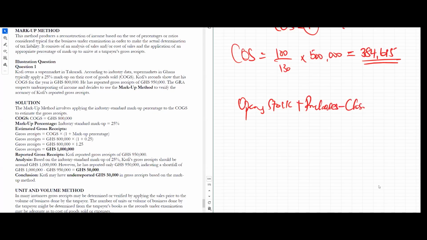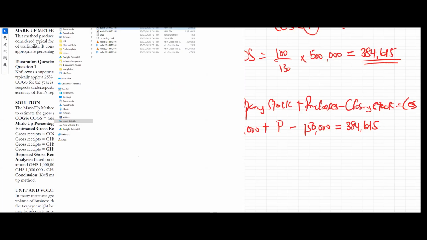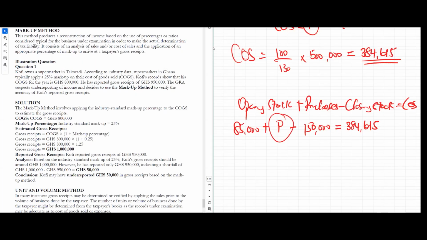Minus our closing stock should have given us what? Our cost of sales. True or false? So we know our opening stock was 85,000. But do we know our purchases? We don't know. But we know our closing stock. What was the closing stock? 150,000. All came to give us 384,615, not so? So in that case, we can work P out. All right, so let's work P out.